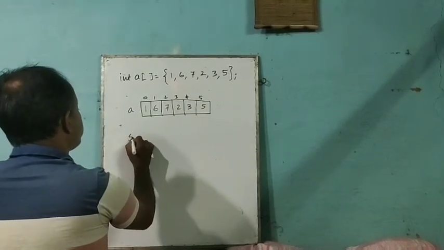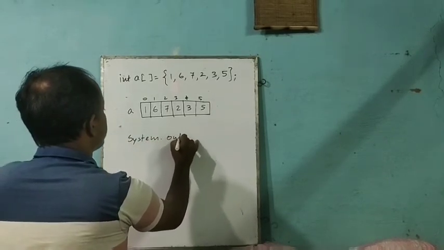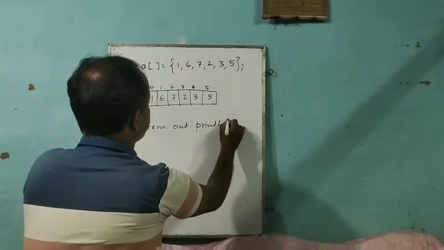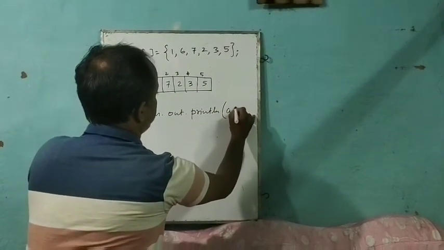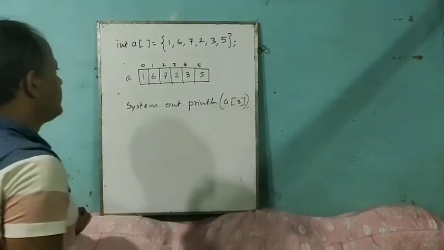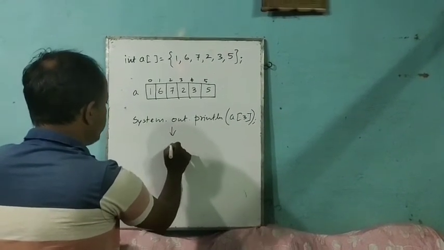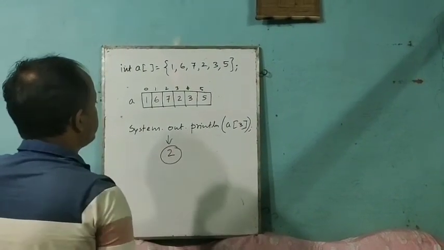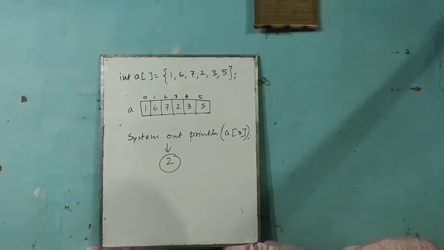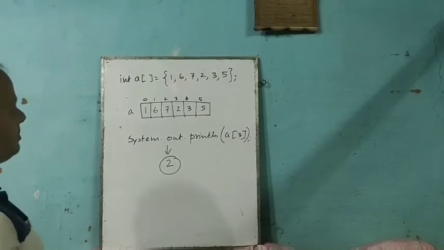Suppose we print System.out.println(a[3]). What will be printed? The output of this line will be 2. Why? Because in array a, in compartment number 3, the value 2 is stored. So the output will be 2.